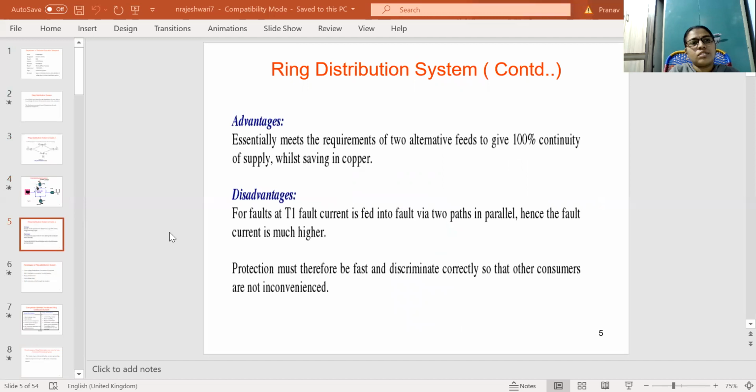Coming to the ring distribution system advantages, essentially it meets the requirement of two alternative feeds to give 100% continuity of supply, which saves copper. Because if any part of the system gets affected by a fault, two alternate feeders supply the power with 100% continuity. The disadvantage is that for faults at T1, fault current is fed into the fault via two paths in parallel. Hence the fault current is much higher.